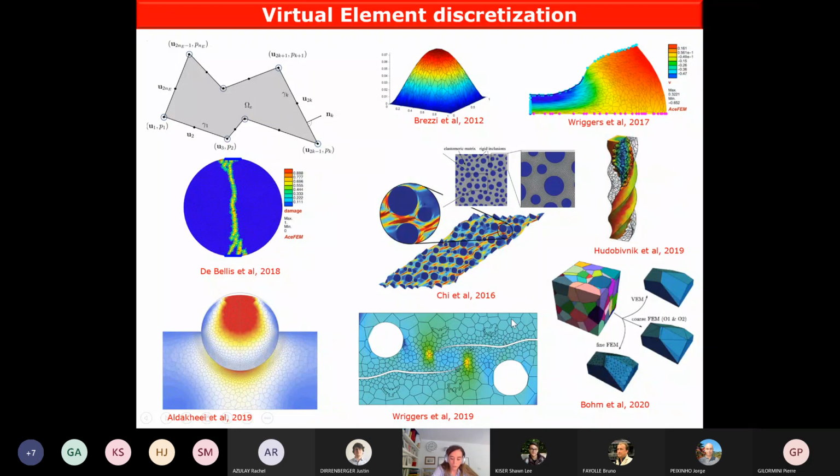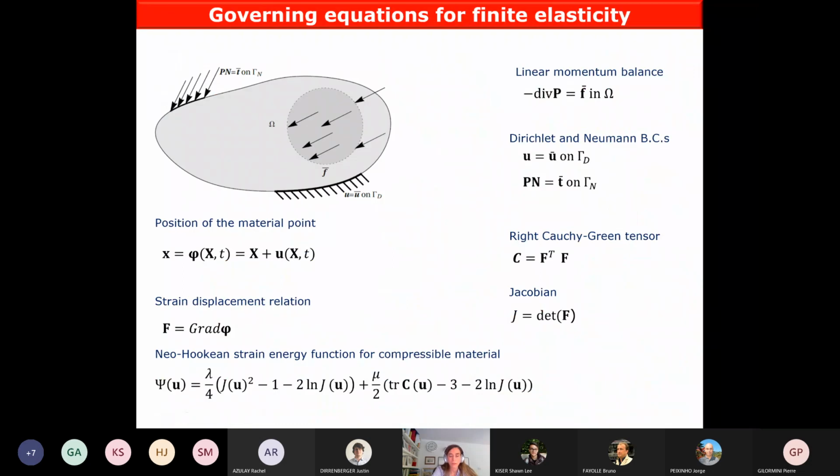Before going into the details of the specific contribution related to serendipity virtual element methods, I would like to set the scene a little bit and establish the broad outline of the method. So let's start with a classical continuum mechanics frame. As an example, we restrict our attention to 2D continuum bodies in finite elasticity. And here I recall the classical kinematics relations, equilibrium relation, and to close the set of equations, also constitutive relations.